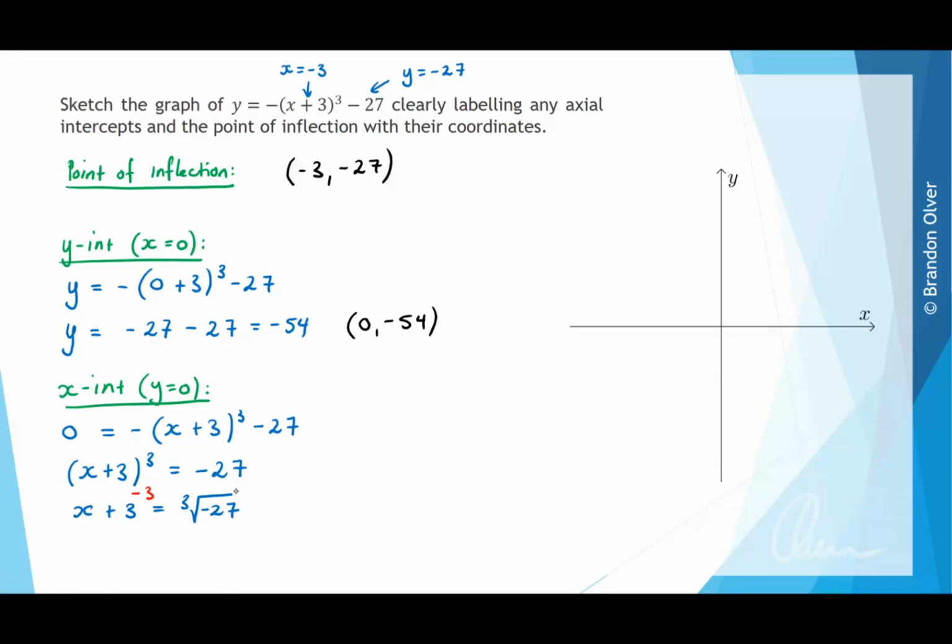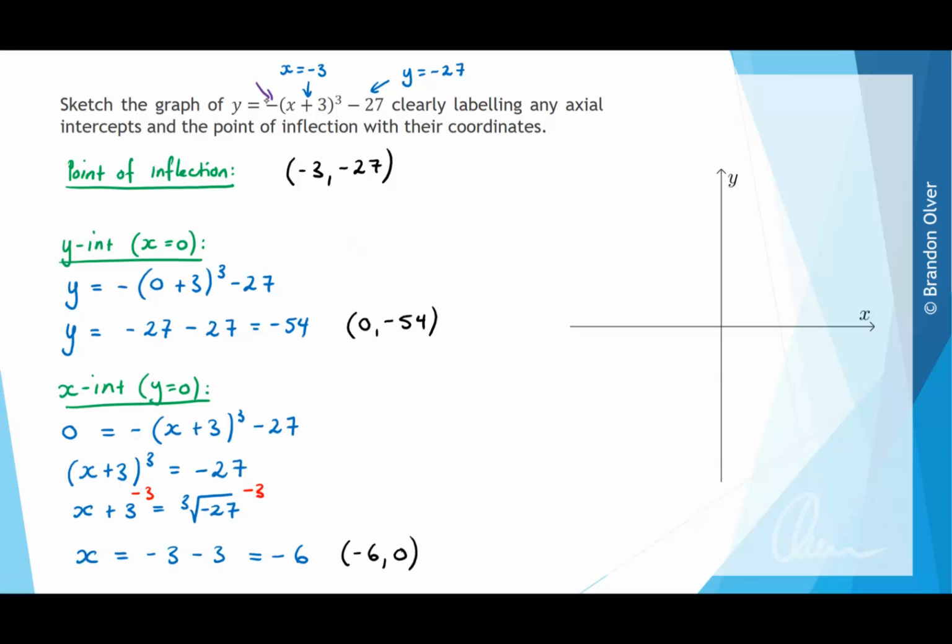Finally, we can subtract 3 from both sides of the equation to get x by itself. And that gives x is equal to the cube root of negative 27, which is negative 3, subtract 3, which equals negative 6. Therefore, the coordinates of the x-intercept is (negative 6, 0).